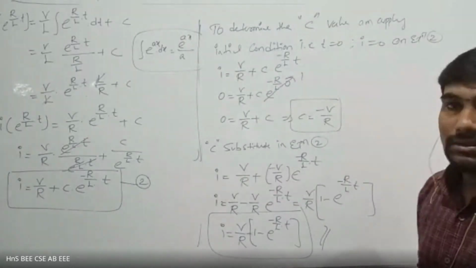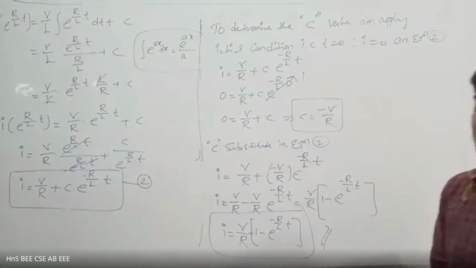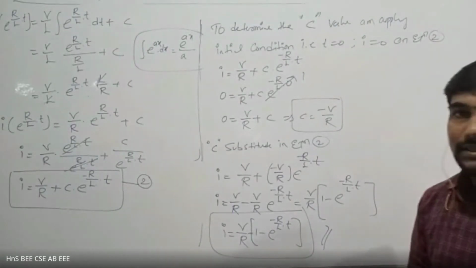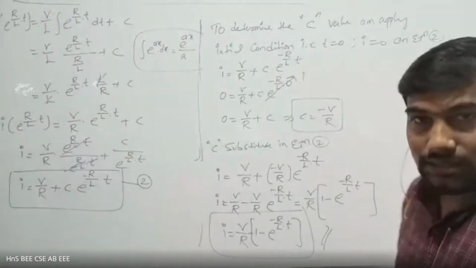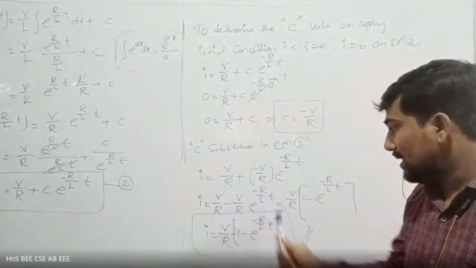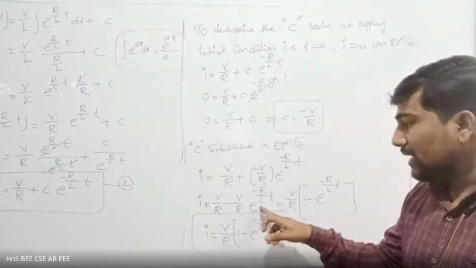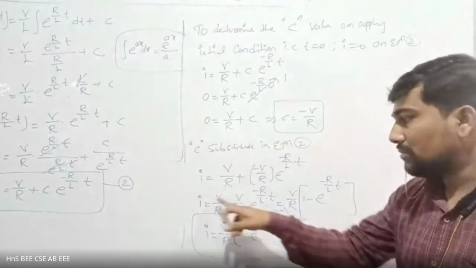Just see, the step response of the RL circuit, and we have a graph. That graph is like that. So actually this is the current equation. In this current equation, we have two parts. One is V by R, and the remaining one is the exponential term. Total we have two terms.